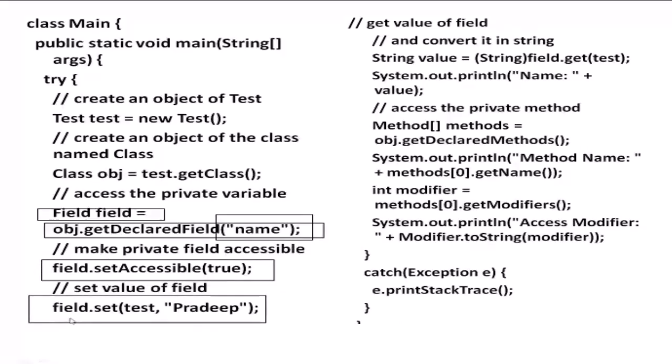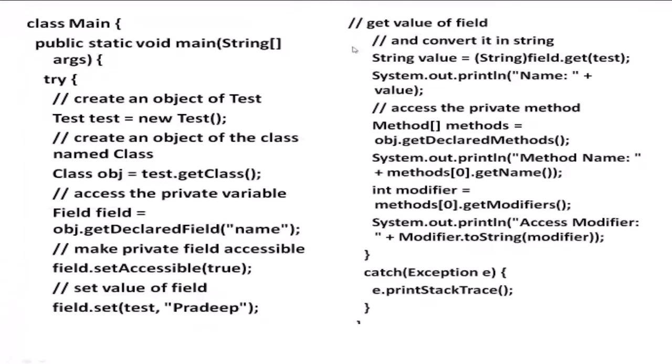Now here we have used a field set. We are going to set the name to Pradeep. Now we are going to convert it into a string: get the value of the field and convert it into a string. So String value equals String, field, test. What is test? Test is a class name, and test is an object of the class Test. So here we have an object named test, and we have written get test, so that the field will be set for the value of the string.